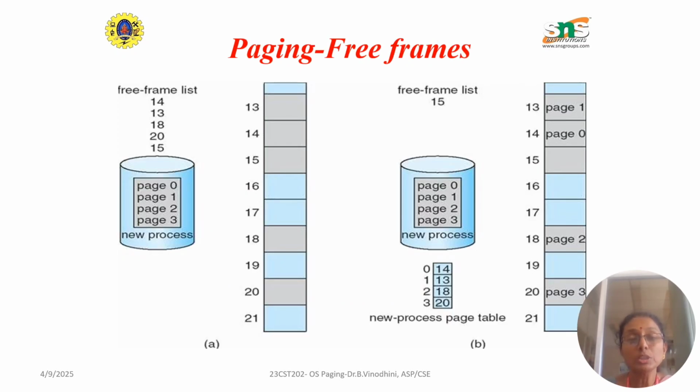And also we have the option to save the free frame list. In the left side figure, we have the free frames 14, 13, 18, 20 and 15. After allocating the pages in the free frames, the right side shows the representation of pages in the corresponding frames.